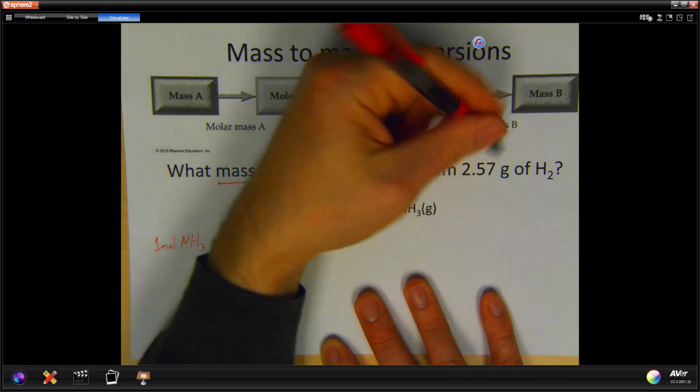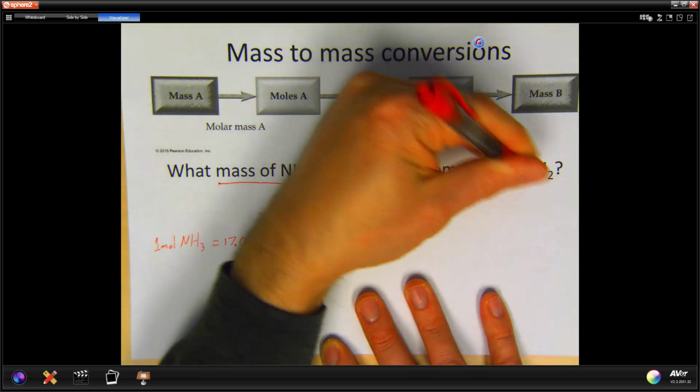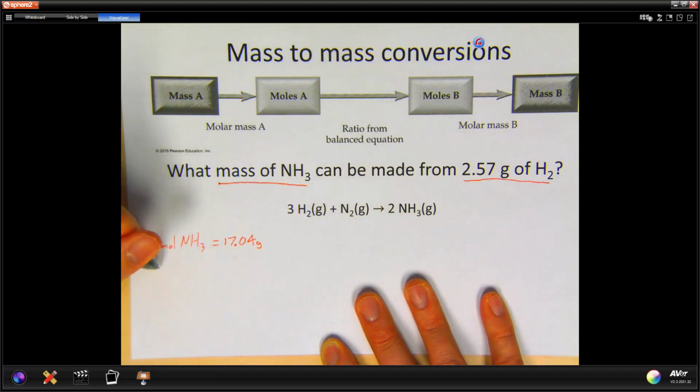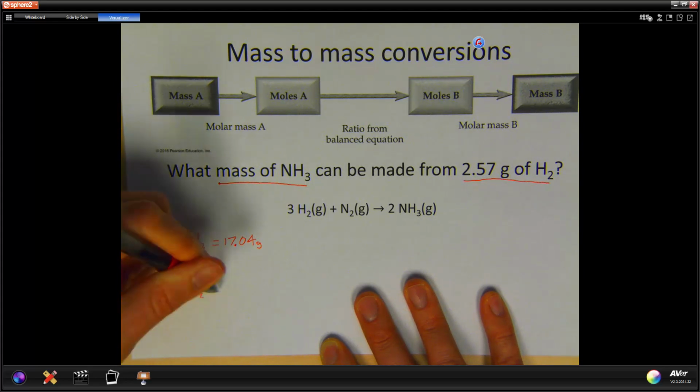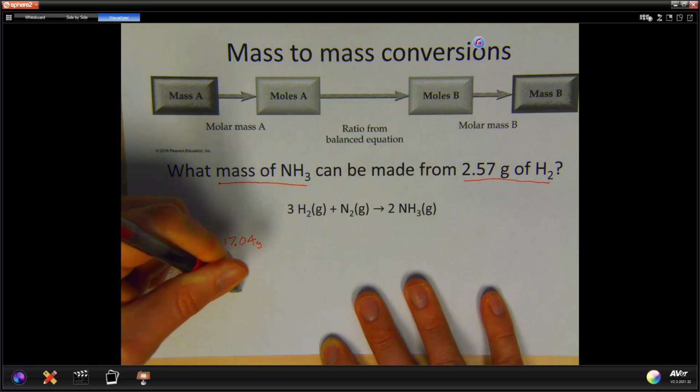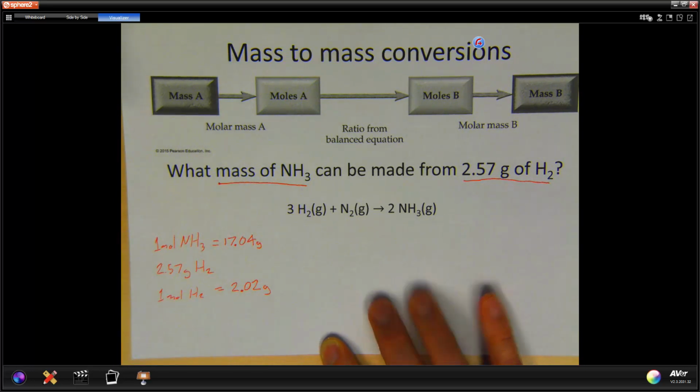Can be made from 2.57 grams of H2. I'm going to write that down, 2.57 grams. I'm sorry, I said NH. That's grams of H2. We might need the molar mass for H2 as well, so I'm going to write 1 mole of H2 is equal to 2.02 grams. Again, you can get this from the periodic table.